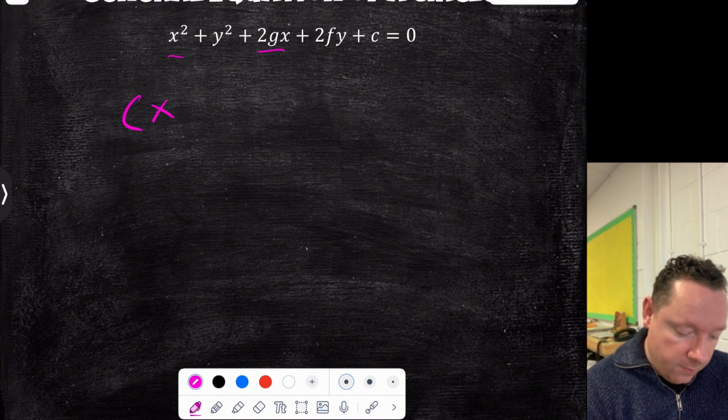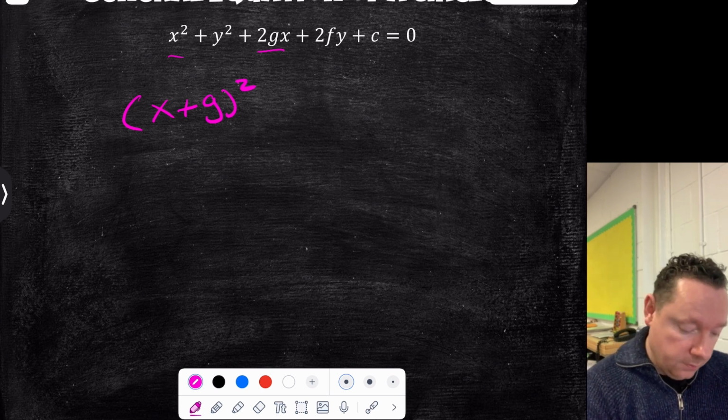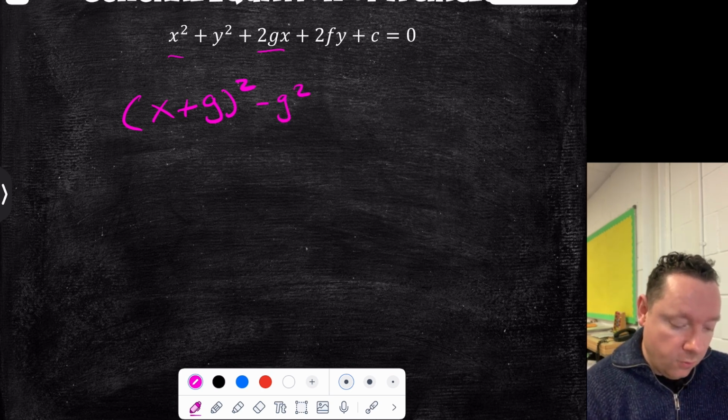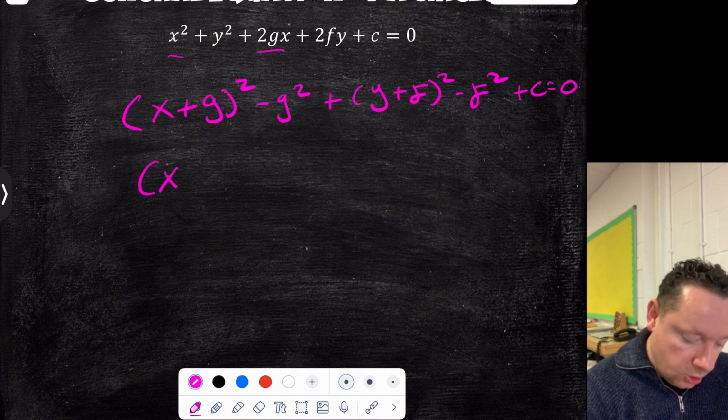So half the middle term, (x plus g) squared. But then, since I'm completing the square, I need to take away g squared. I can do the same for the y part, so I get (y plus f) squared, but then I need to take away f squared because I'm completing the square, and then I've got plus c equals 0. (x plus g) squared plus (y plus f) squared.